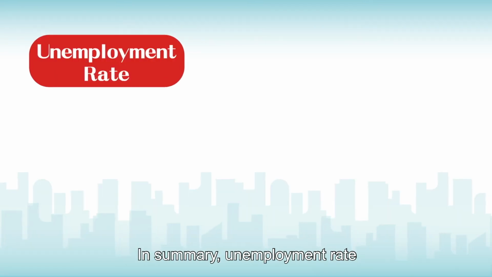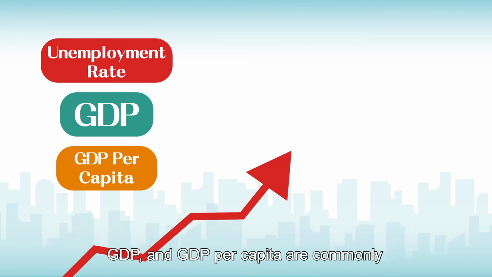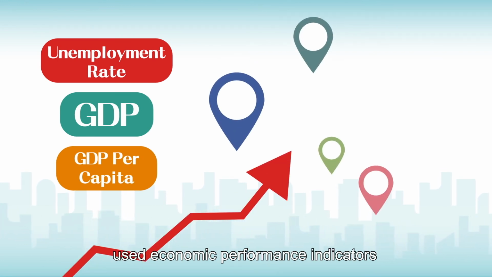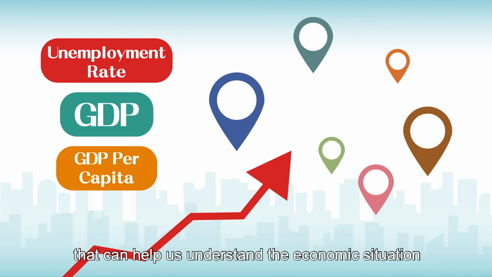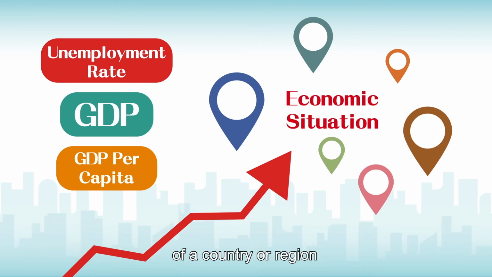In summary, unemployment rate, GDP, and GDP per capita are commonly used economic performance indicators that can help us understand the economic situation of a country or region.